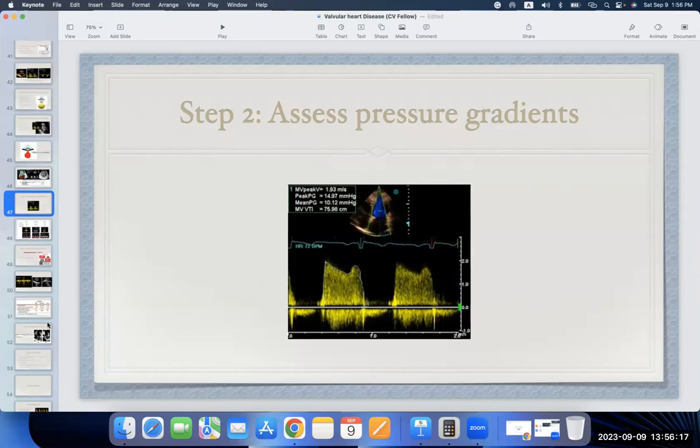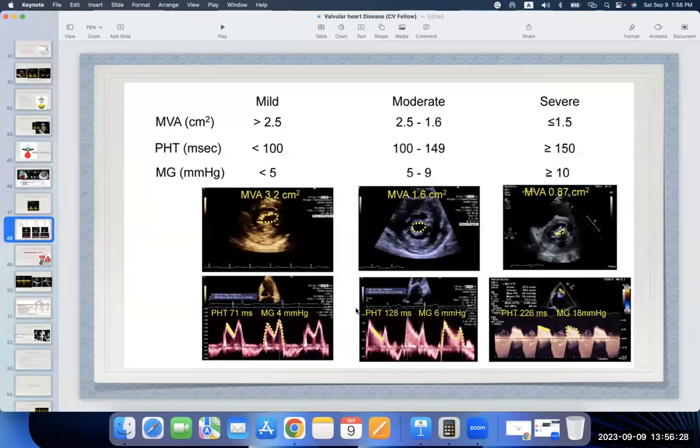And when you measure it, make sure that the heart rate is between 60 and 80. If the heart rate is more than 80, the gradient will be overestimated for the mitral valve. And these are, again, the criteria to diagnose and to assess the patient with mitral stenosis. It's very, very important to memorize these criteria for the exam.